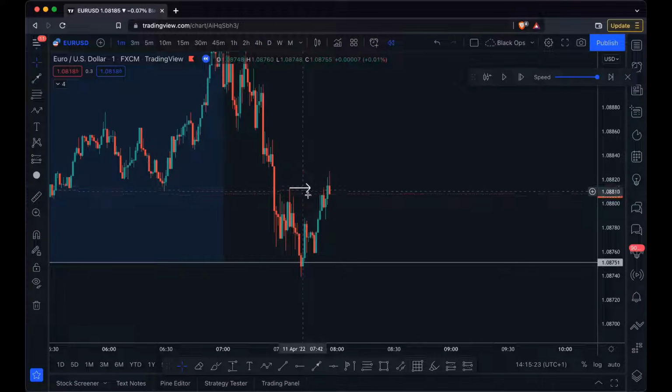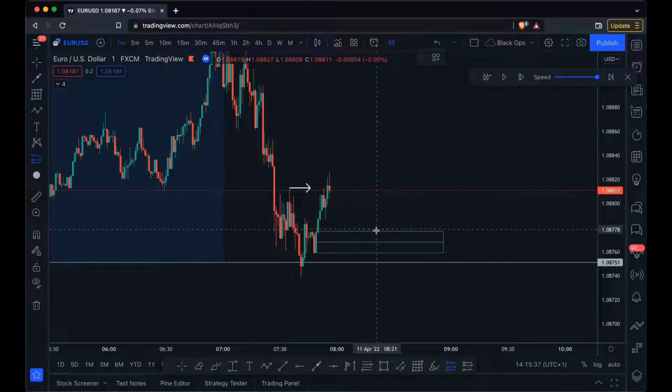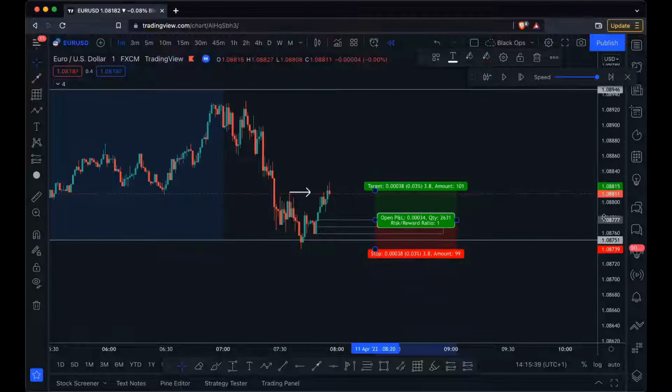As soon as price breaks this high, which it has now, we're looking for an order block for price to return to and take buys from. As we can see, we have a nice clear order block over here, and essentially we will be looking for buys from this point with stops.